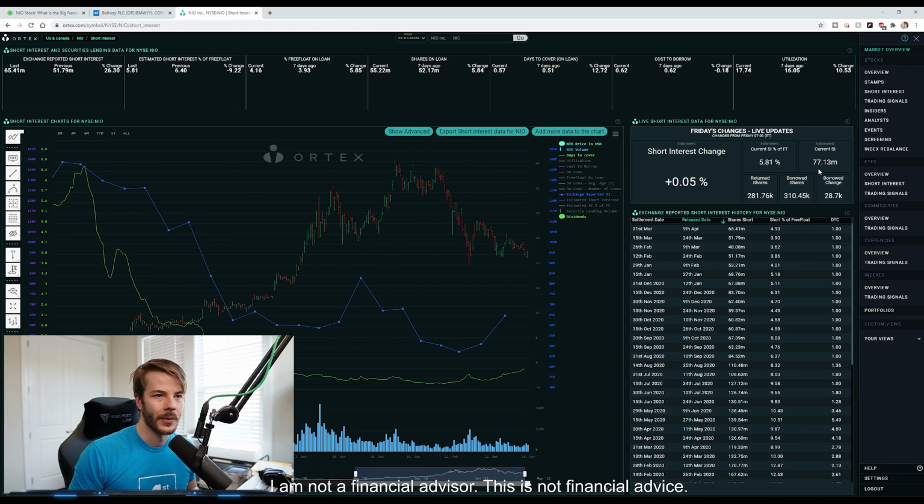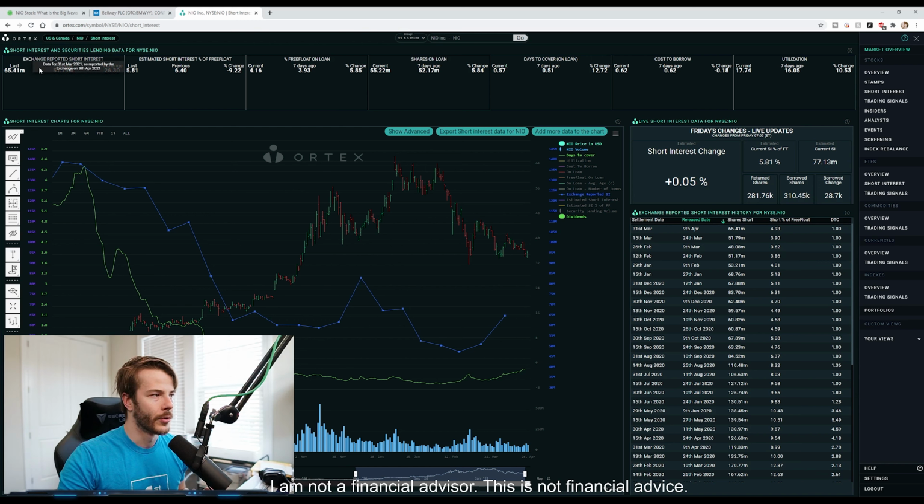The cost of borrow is 0.62, which is not very high because the days to cover here is only about half a day. There are a lot of shares on loan, though. There's 55.22 million shares on loan. So there is a significantly outstanding short position within NIO. Keep that in mind. It might be a driving factor behind the price. But that's really the short interest behind NIO.